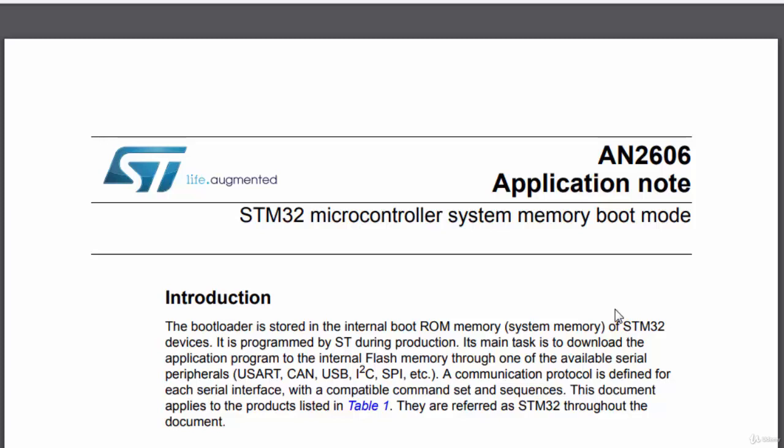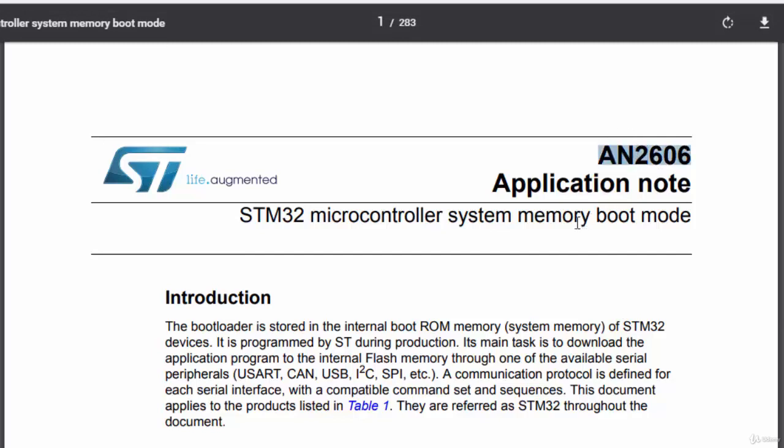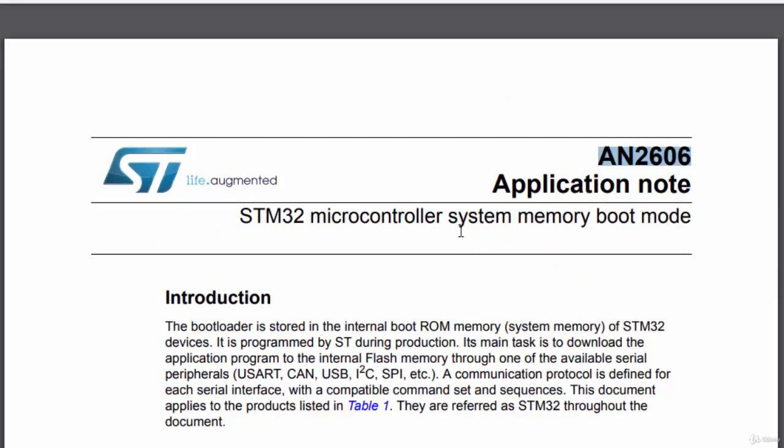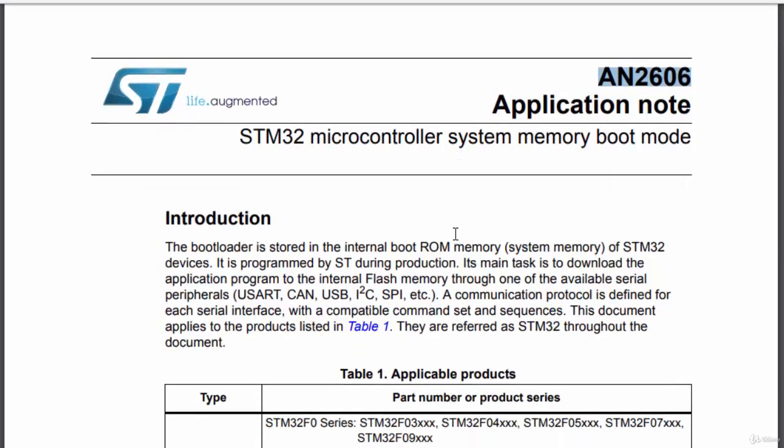For this, there is a nice application note. Here it is. This is an application note you have to refer to in order to fully understand the STM32 microcontroller system memory boot mode. This is designed by ST and it has huge features: it supports communicating over UART peripheral, CAN, USB, I2C, SPI, etc. And they use a communication protocol which is actually not a standardized protocol in order to communicate with the external world and the bootloader.